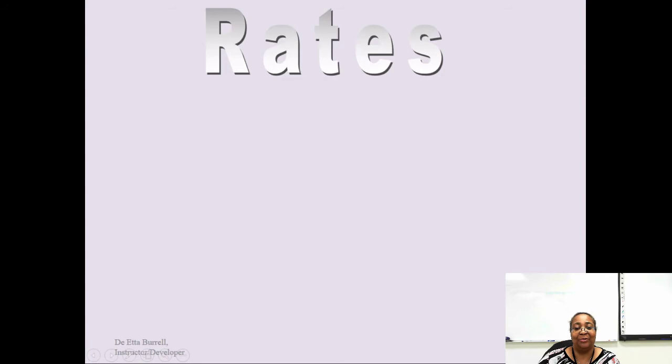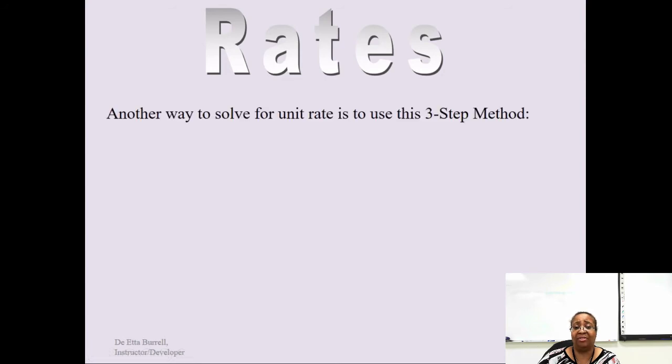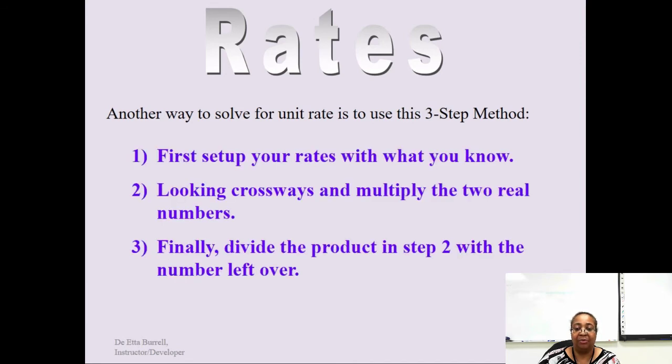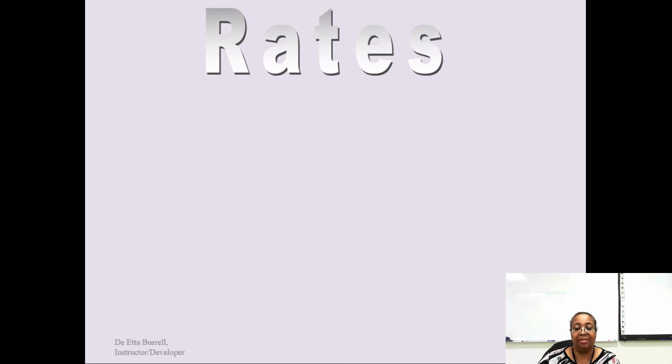But gallons counts too. Another way to solve this unit rate is what we call the 3-step method, and this is like a precursor to how to solve a proportion, which we'll be talking about next. First, set up your rates with what you know. Look crossways and multiply the two real numbers. Finally, divide the product in step 2 by the number that's left over. So let me give you a quick example of this. It's pretty easy to remember. The saying that I use for this is set it up, cross multiply, divide. Try to practice that. Set it up, cross multiply, divide. Here's an example.